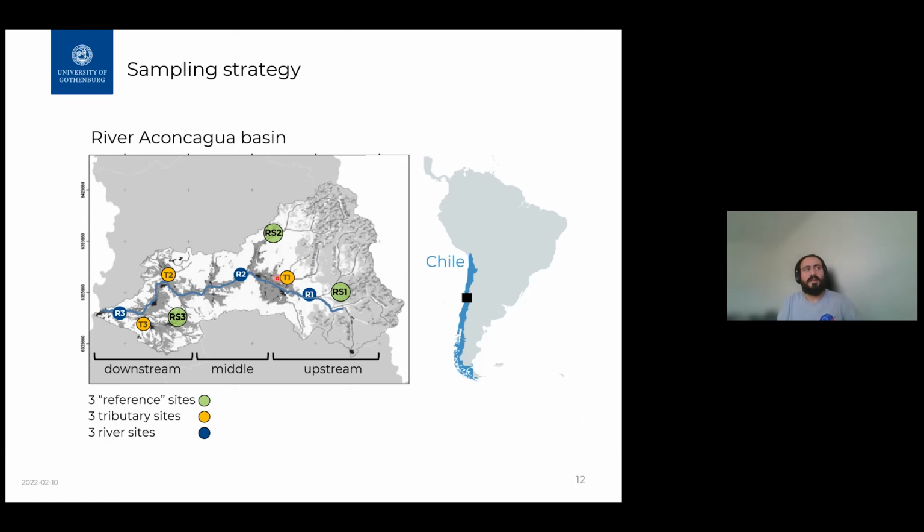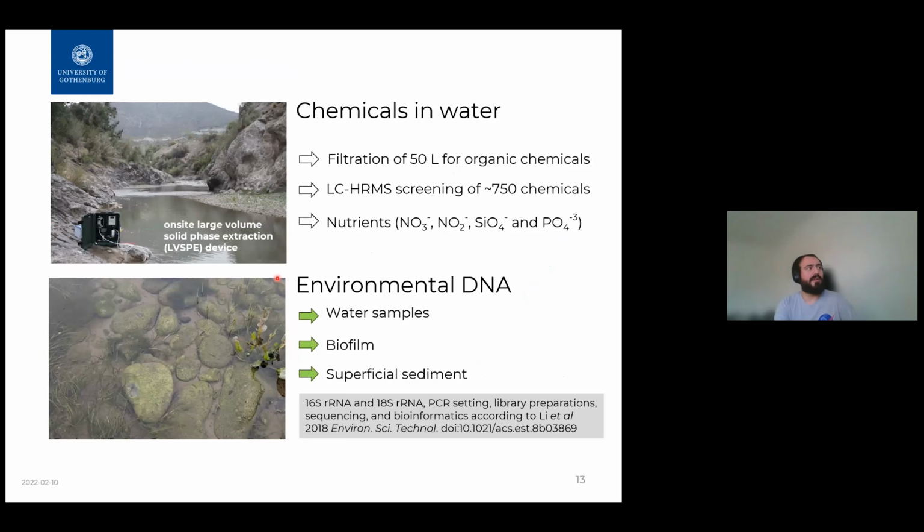Water samples for chemical analysis were collected using this on-site large volume solid phase extraction device. This is in the picture here. That machine is a portable pump with a portable cartridge able to absorb organic chemicals from, in this case, surface water. That machine is also working very well for marine sampling, so we are using it in all our case studies.